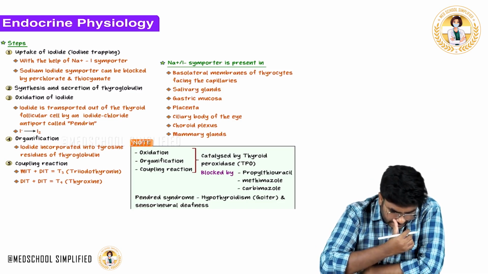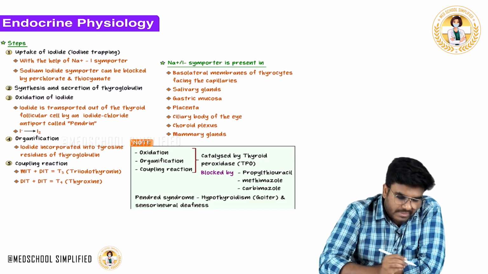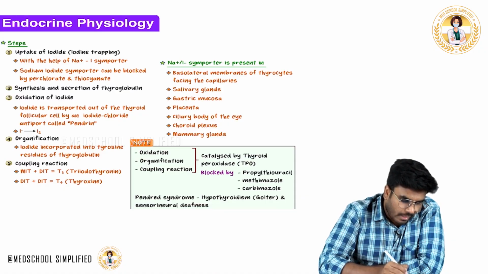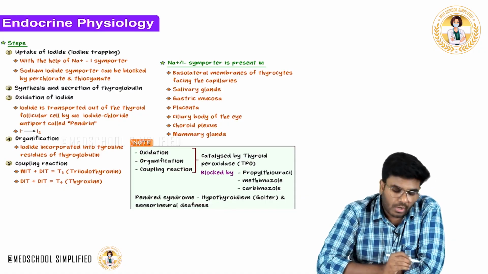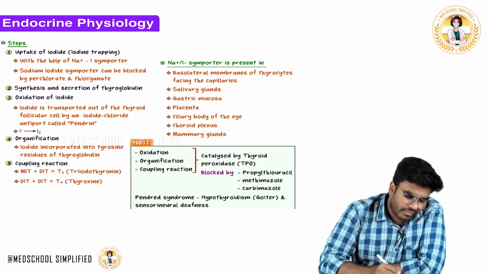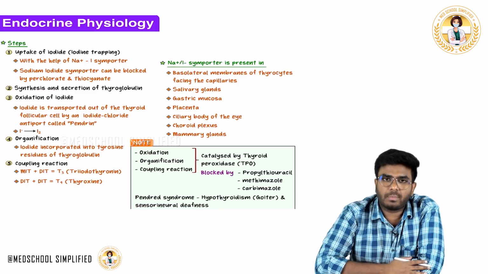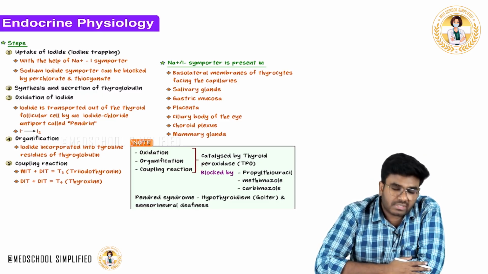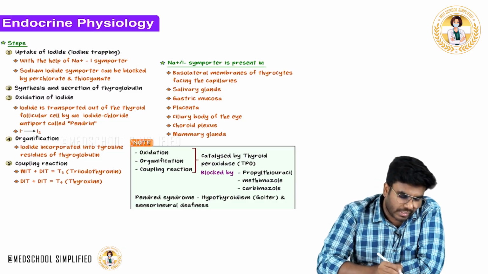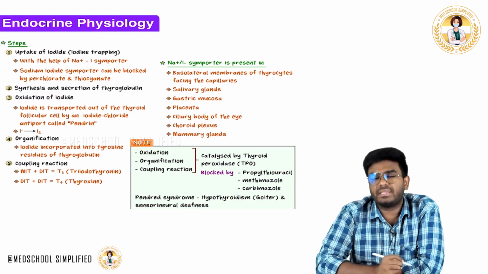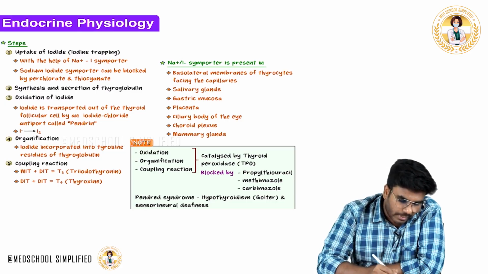The pharmacological link here is the three important steps: oxidation, organification, and coupling reaction. All of them are catalyzed with the help of an enzyme called thyroid peroxidase. Now, this thyroid peroxidase can be inhibited with the help of drugs called propylthiouracil, methimazole, and carbimazole, which are going to block the thyroid peroxidase.